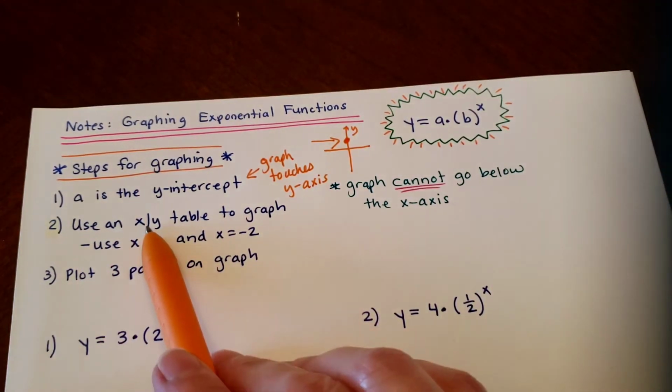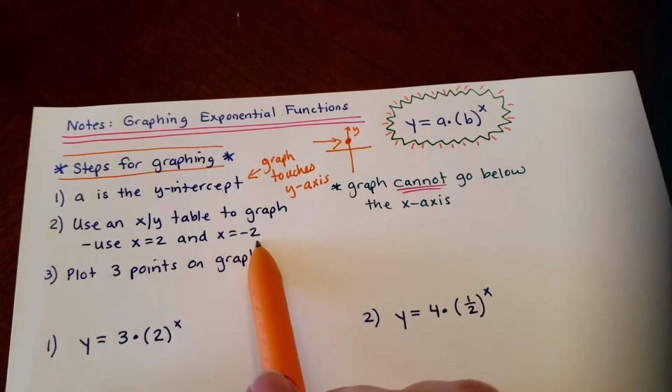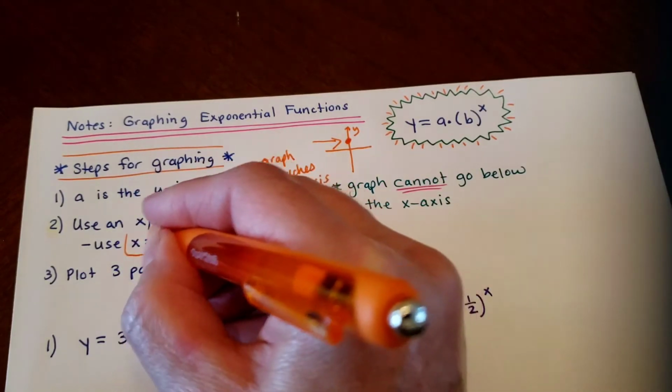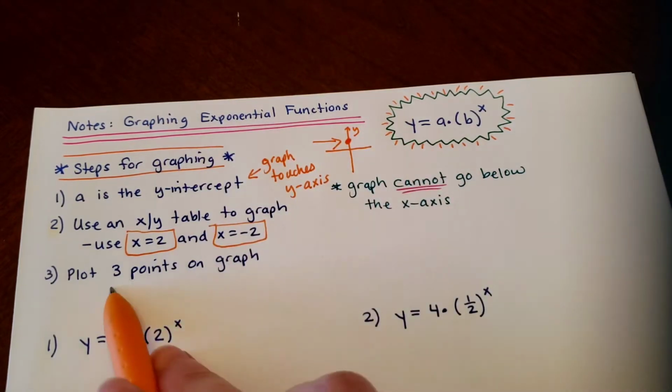Then we're going to use an xy table, and we're just going to plot 2 points, x equals 2 and x equals -2. With those two values of x, we'll have enough to graph. That'll give us 3 points. We'll plot them, and then we'll see what the graph looks like.